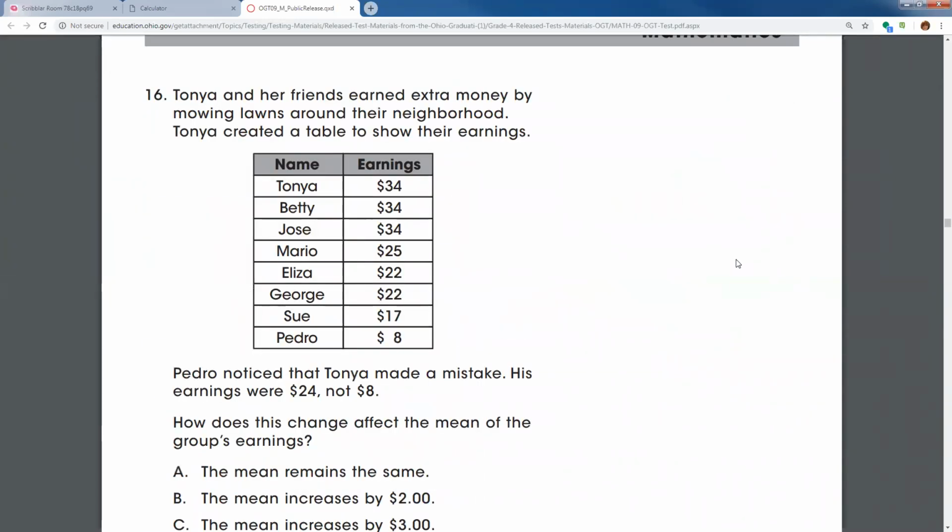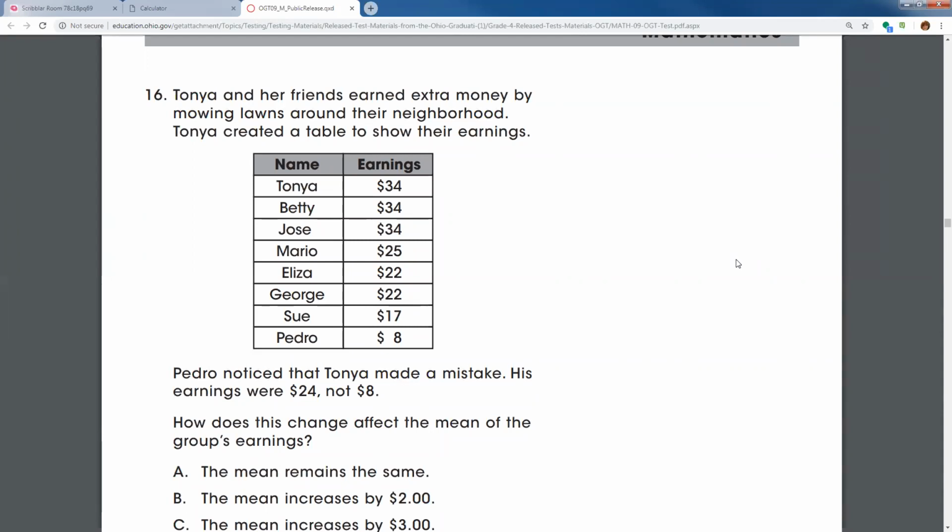Okay. Tanya and her friends earned extra money by mowing lawns around their neighborhood. Tanya created a table to show her earnings, or their earnings. Gives the entire table. Pedro noticed that Tanya made a mistake. His earnings were $24, not $8. How does this change affect the mean of the group's earnings? So we have to find the mean with the current numbers. Then we have to do a second time find the mean with the correct number of 24.